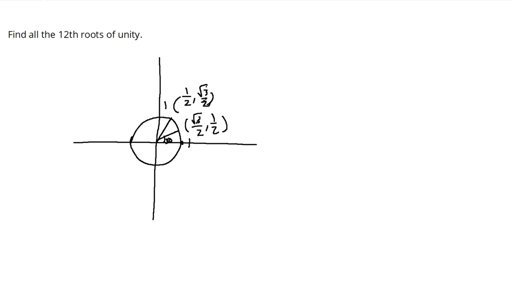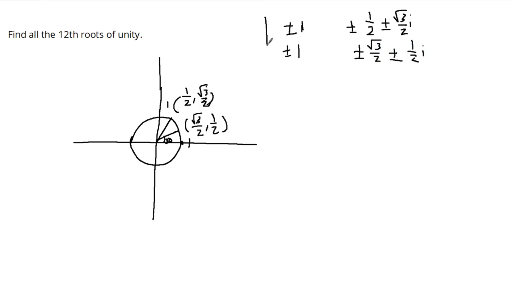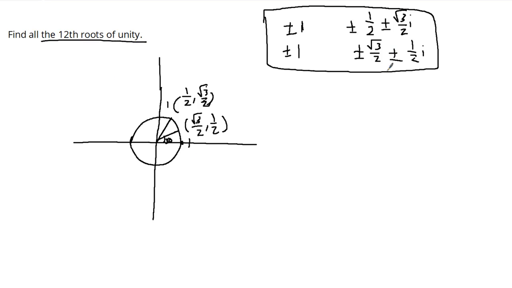This will be 1. So all of our points are going to be plus or minus i. They are going to be plus or minus 1. They are going to be plus or minus 1/2 plus or minus square root of 3 over 2 i, and plus or minus square root of 3 over 2 plus or minus 1/2 i. And those are all your answers for your 12 roots of unity. You can test all of them. They all work.